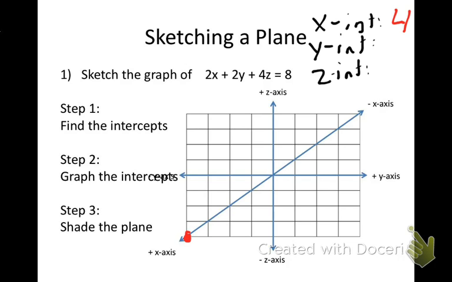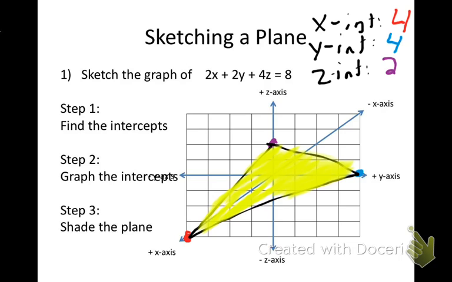What is my y-intercept, Shanks? 4? So I look at my y-axis. There's my y-intercept. What about my z-intercept, Jesse? 2, good catch. So now I have that. Now I'm going to connect my dots, and I get my plane right there.